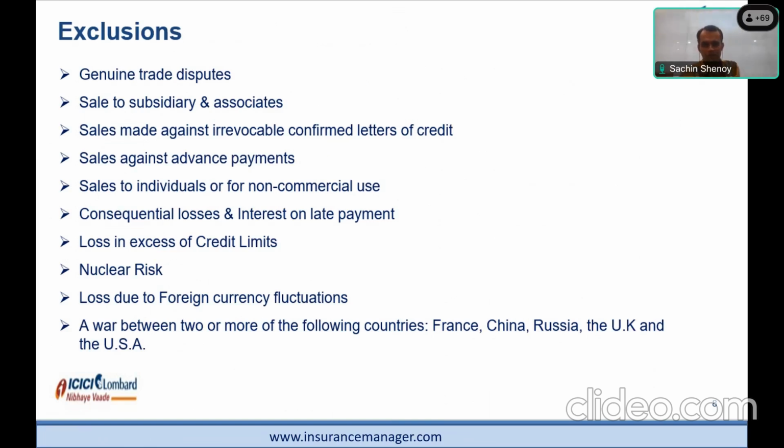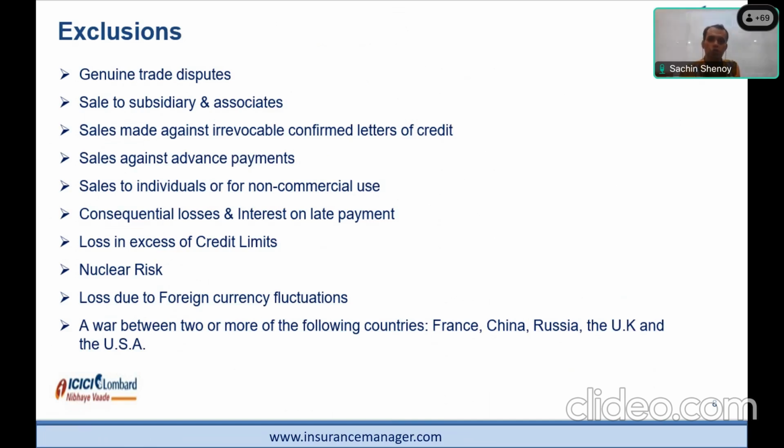Sales on advance payment, there is no element of credit involved, so we do not cover that. Sales to individuals and for non-commercial use are not covered. Here we are talking about private limited companies, proprietorship, and partnership. These are the four constitutions which are covered under the program.